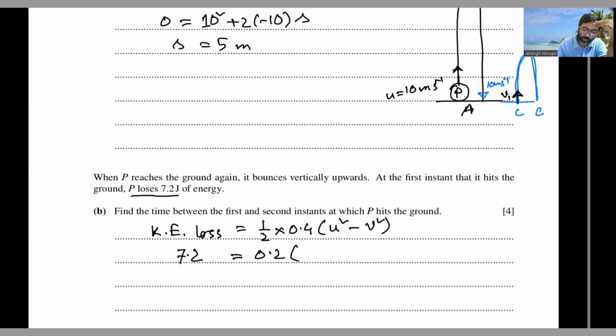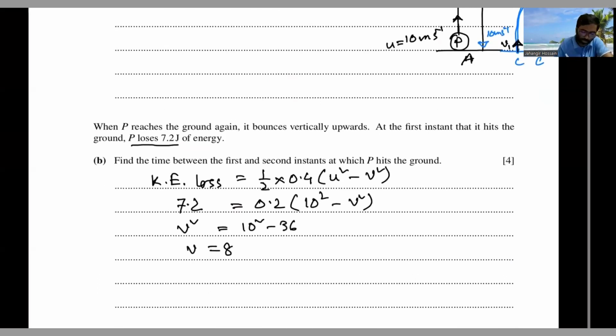7.2 equals 0.2 times (u square minus v square). u is 10, so v square equals 10 square minus 36. So v is 8. Now it rebounds with speed 8, and after reaching the highest point, it will return to the ground again with the same speed with which it rebounded from the ground.